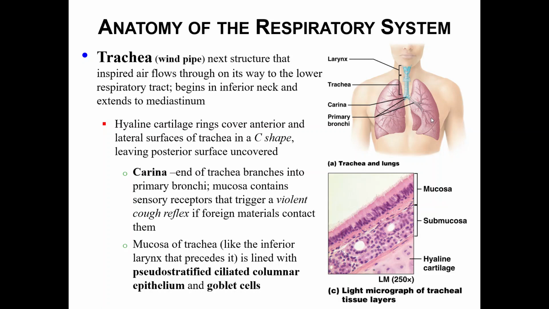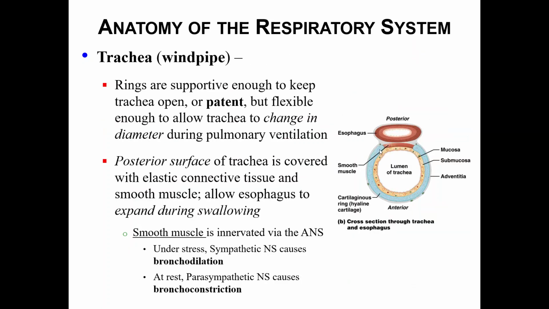And if we flip to the next slide real quick, we can see what we're talking about here. This blue is your hyaline cartilage ring. It's like a C shape, and the back portion, the posterior region, is not covered by that cartilage. We'll talk about that in just a second.